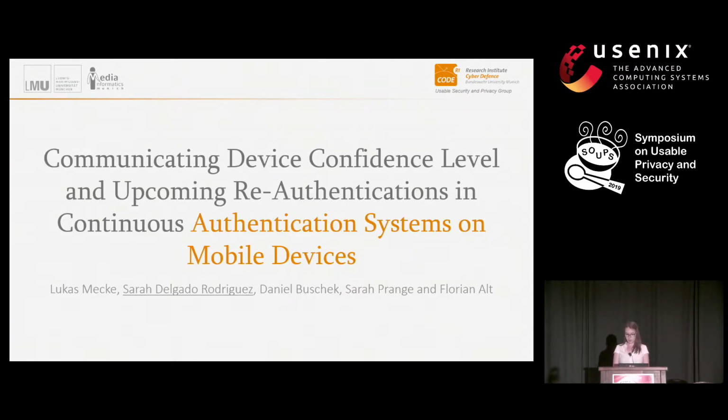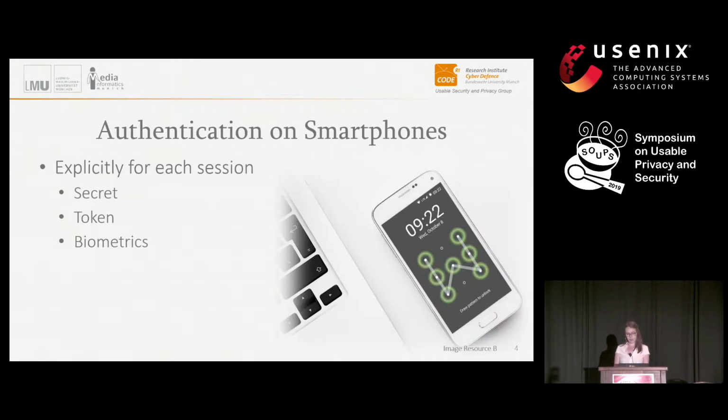So coming back to our here presented publication, you might have noticed that our title contains very much information. So I use it as a guideline for introducing the topic of our research to you. Therefore, I would like to start with a brief introduction of the current authentication on mobile devices. So currently, authentication on a smartphone consists in an explicit authentication at the beginning of each usage session, which is normally based on secrets, tokens, or biometrics.